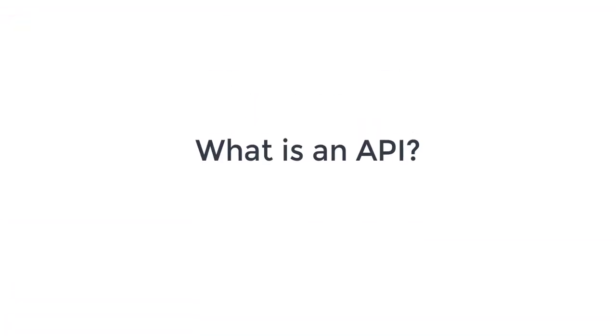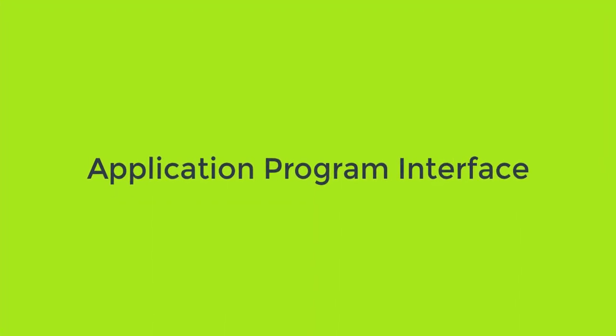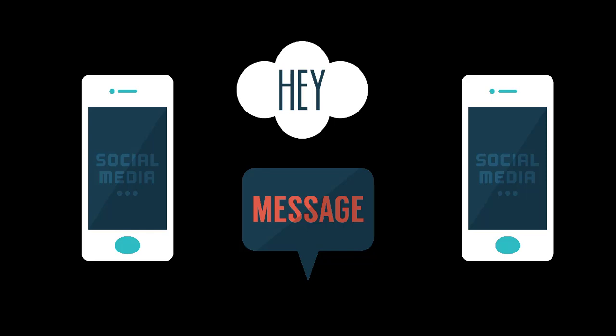The first question, what is an API? API is the acronym for Application Programming Interface, which is a software intermediary that allows two applications to talk to each other. Okay, I hope it's not too technical. Some of you may still not be familiar with what this means.